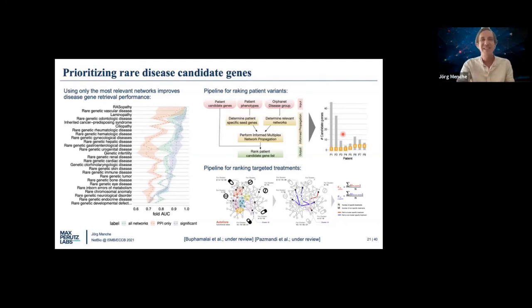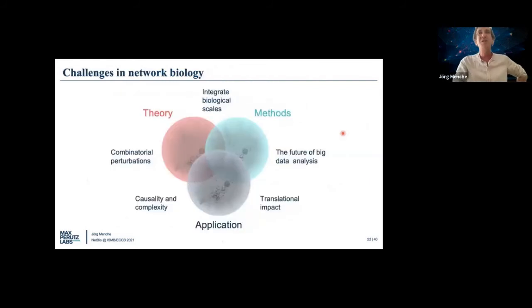But this is a very long story in itself, so I want to keep this for another day, because I want to switch gears one last time and talk about this aspect here, which is how can networks help us in the area of big data biology, or however you want to call it.